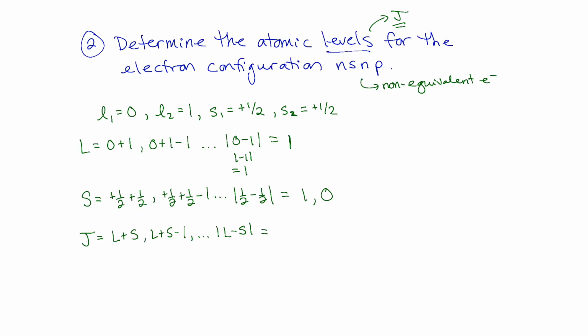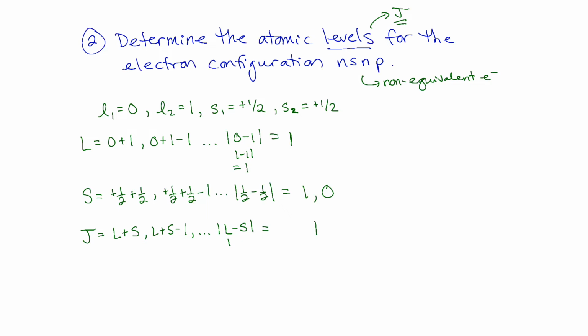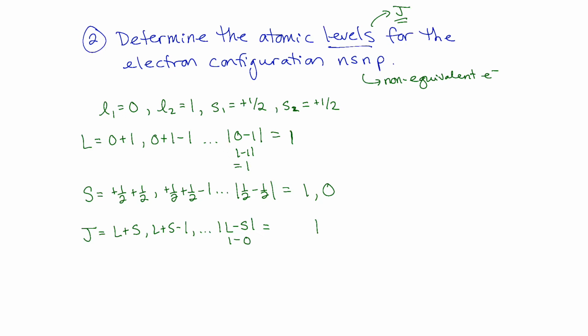So our truncation is going to be L minus S. We're going to get truncated at 1 in that case, so 1 minus... Oh, wait, we've got 2 different values of S. So we will do this for both options. So we have 1 minus 0, so we'll get 1, and 1 minus 1 equals 0.